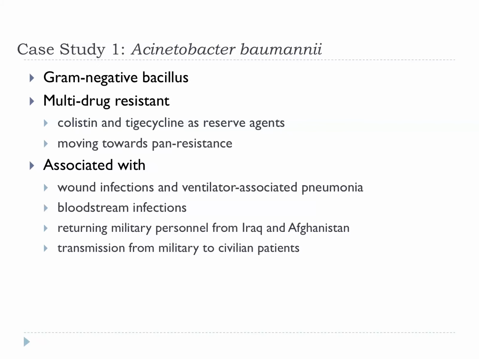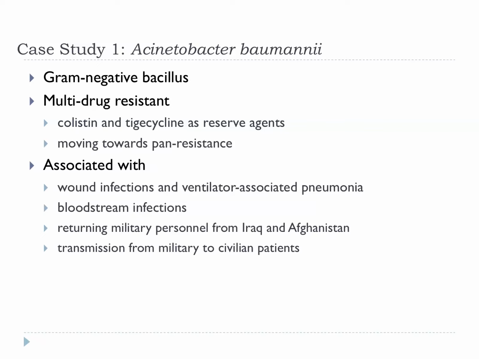Now I'm going to give you some case studies to root this in reality. So we start with Acinetobacter baumannii. This is a gram-negative bacillus, multi-drug resistant. We have colistin and tigecycline really as reserve agents, and there are some strains that are resistant to even those two. So we are moving towards pan-resistance with this organism. It's seen in wound infections, ventilator-associated pneumonia, bloodstream infections. We also, in the UK, and I gather it's also true in the US, have seen this in returning military personnel from Iraq and Afghanistan.